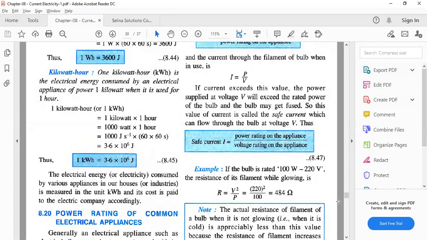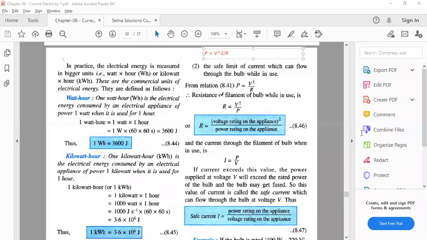Any doubt? Okay, so P is equal to V square upon R. So R is what? V square upon P. So R is equal to V square upon P. So this is going to be the permanent formula.